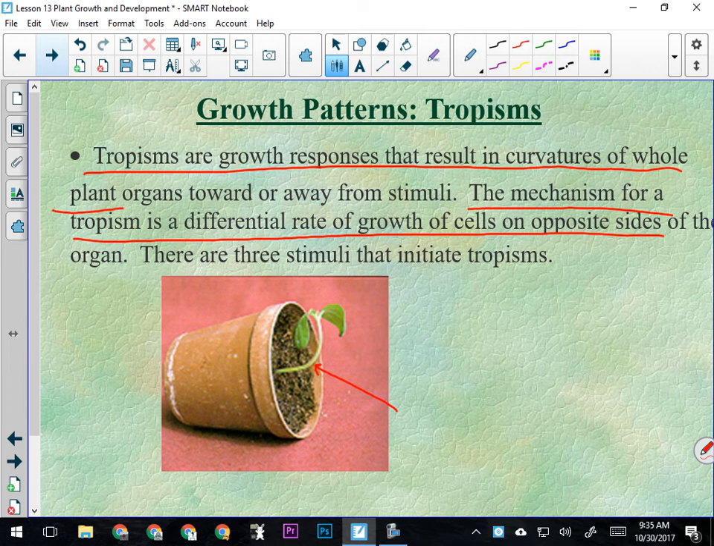What hormone will make the cells grow longer, faster? Auxins, yeah. So we get more auxins on this side. So auxins are really important in tropisms. We secrete more auxins, or the cells on the other side produce more auxins, and those cells lengthen faster.